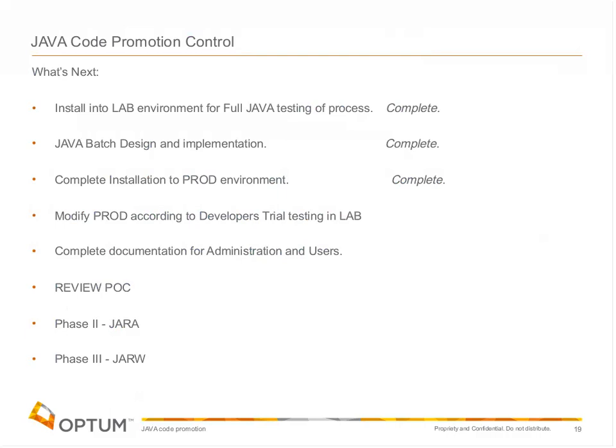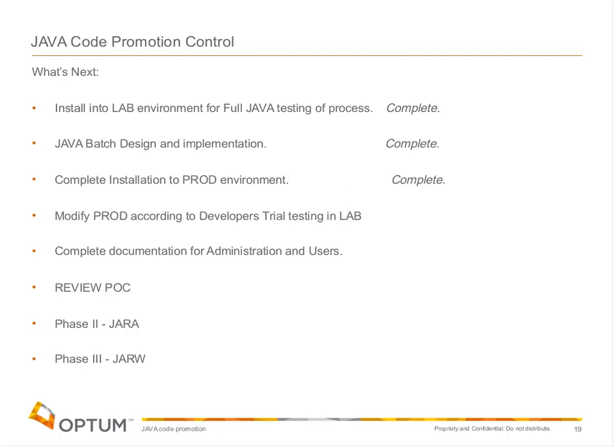So far right now, install into lab. We have the lab environment up and running. We're completed with that. The Java batch design has been completed. We installed it into our prod environment to make sure that nothing broke along the way. We can still execute our normal stuff, and we can test it out by specific people and specific inventories only. The next thing is to modify your prod for the developers trial that's going on right now.